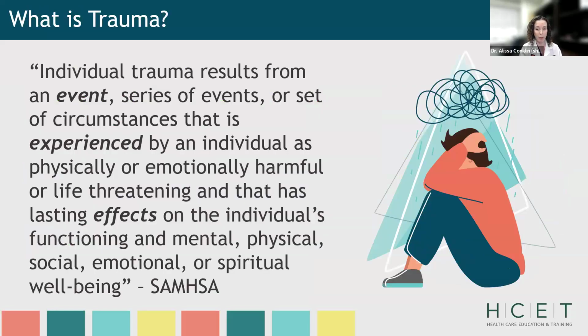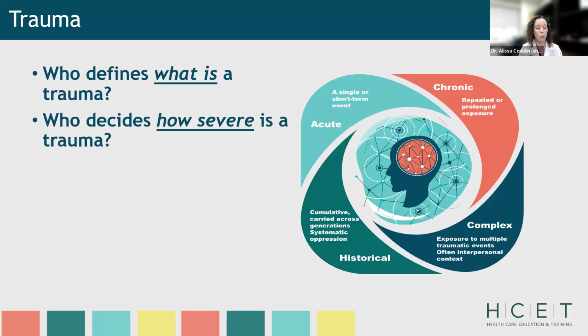As we reviewed in the January webinar, we defined trauma using the definition by the Substance Abuse and Mental Health Services Administration. Trauma is something that results from an event or set of circumstances that is experienced by an individual as physically or emotionally harmful or even life-threatening, and that has lasting effects on the individual's functioning and well-being. Notice the 3 E's of events, experience, and effects. When it comes to what is trauma, it is the experience that is key and the individual person who decides if a given experience is traumatic or not.